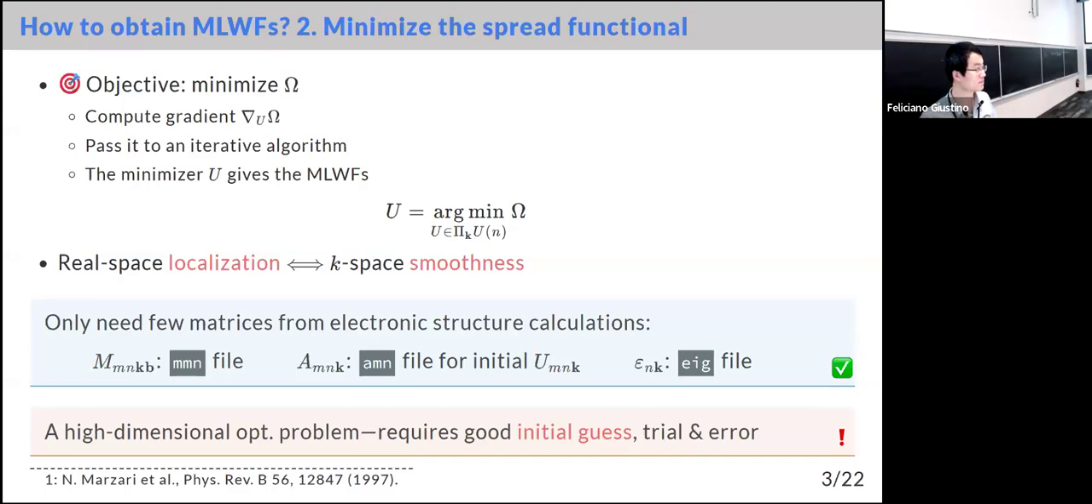How do you define the projectability window? Is it like a frozen window or something, or is it different?